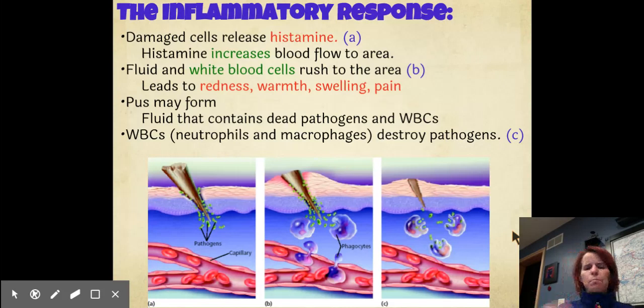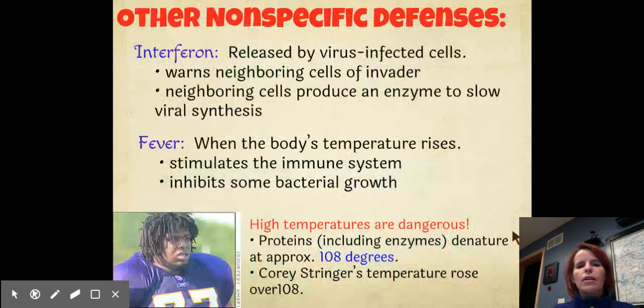Pus might form at this point. But the reason we've increased the blood flow there is to get those white blood cells, the WBCs, to come in and destroy or eat up those pathogens. So that's called the inflammatory response. All right, and the last thing in this section, the other non-specific defenses. These are things, again, where your body reacts to all pathogens in the same way.